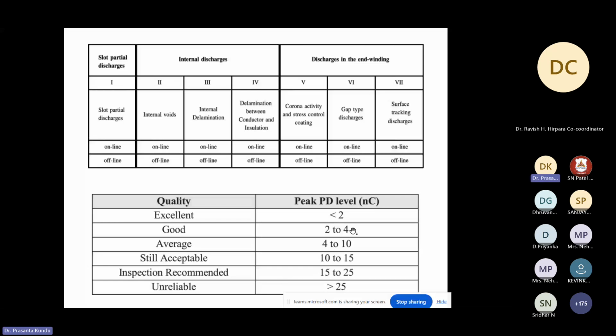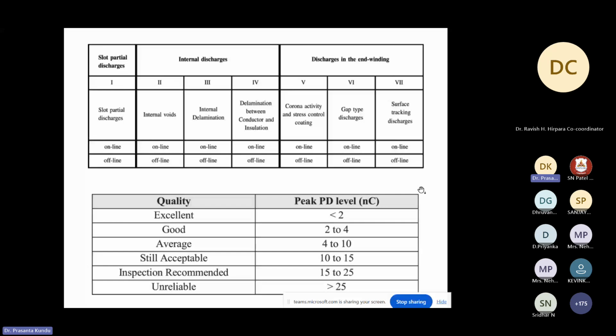So if it is less than 2 nanocoulomb, then we call it good, excellent PD performance. It is free of PD, you can call it good, and these are the different ranges. If it is higher than this, in some cases PD is also measured specifically for rotating machines in terms of volts, millivolts. So whatever the drop of this voltage, instead of that, the millivolt is measured directly.